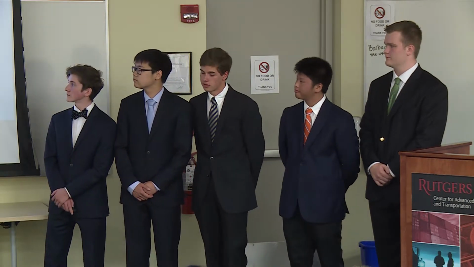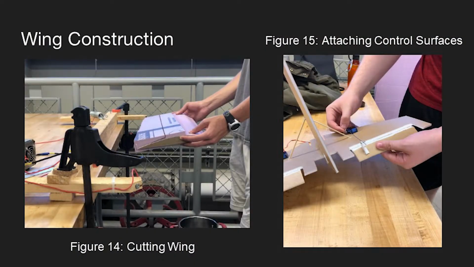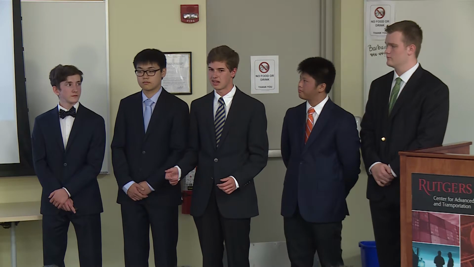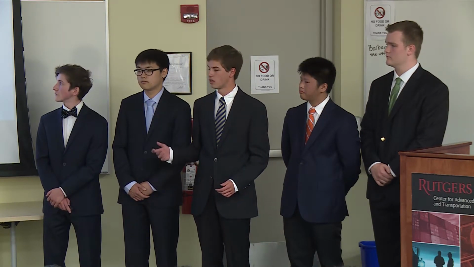Next, we moved on to our construction step. So as you can see here in figure 14, we cut out little wooden guides to enable us to get our exact airfoil shape with the hot wire cutter on the foam insulation. And in figure 15, you can see us attaching our control surfaces with servos and air horns connected by piano wire. So when the servos are moved, they enable the control surfaces to move up and down.